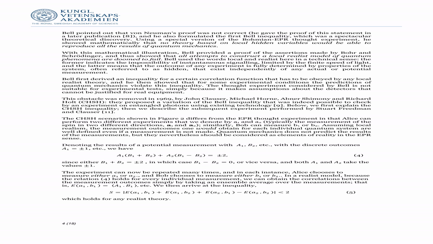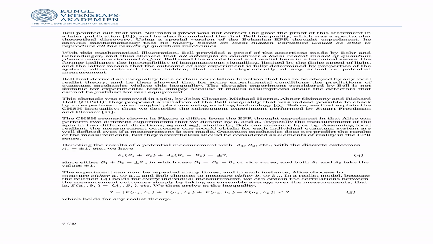Assuming local realism, the measurement outcomes one would obtain for each individual quantum system are well defined, even if a measurement is not made. Quantum mechanics does not predict the results of the measurements, but they nevertheless should be considered as elements of reality in the EPR sense. Denoting the results of a potential measurement with A1, B2, etc., with the discrete outcomes A1 equals plus or minus 1, etc., we have A1(B1 + B2) + A2(B1 - B2) = ±2, since either B1 + B2 equals ±2, in which case B1 - B2 equals 0, or vice versa, and both A1 and A2 take the values plus or minus 1.